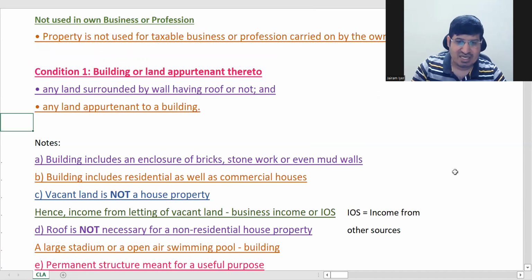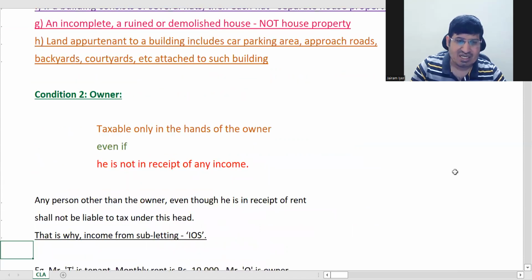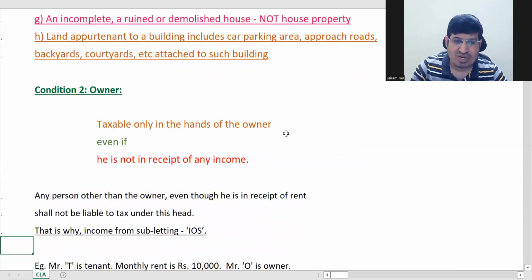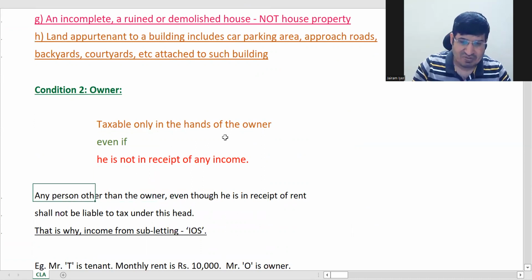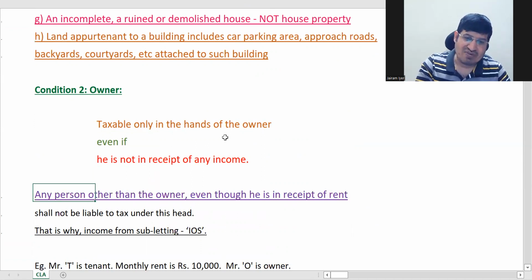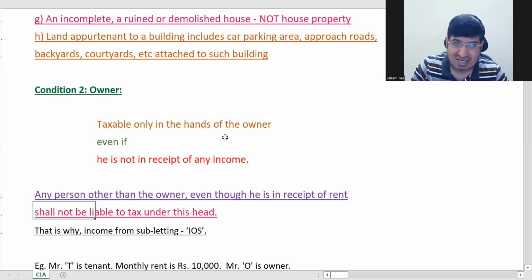Okay, the next point was owner, right? So it is taxable only in the hands of the owner even if he doesn't receive the income. Even if someone else, his agent or anyone else, is collecting the income on his behalf, still it is taxable only in the hands of the owner, rental income. Any person other than owner, even though he is in receipt of rent, shall not be liable to tax under house property, right? So the owner is very important, ownership.